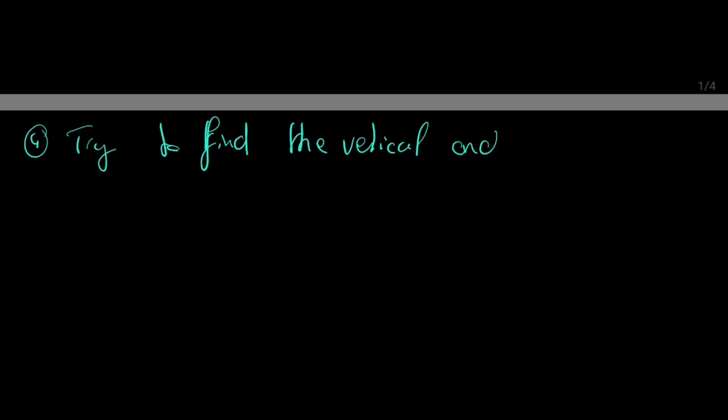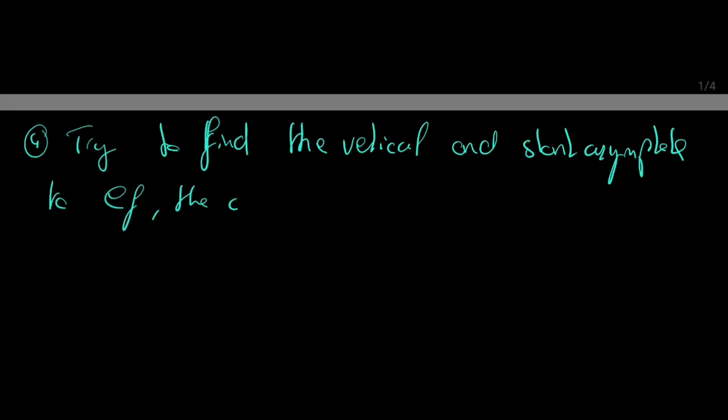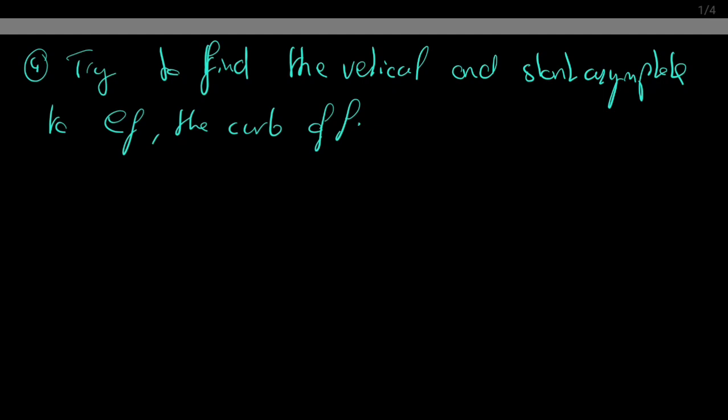In this part we will first try to find the vertical, and then the slant asymptote to Cf, which is the curve of f. So what is a vertical asymptote? A vertical asymptote is a line that is never reached but approached by f.